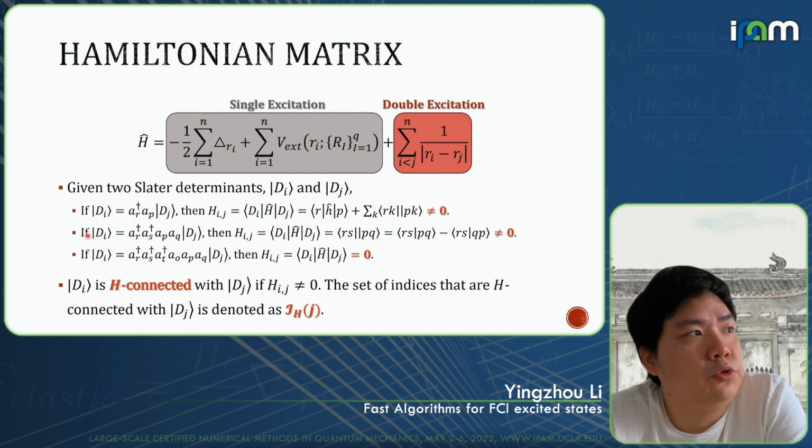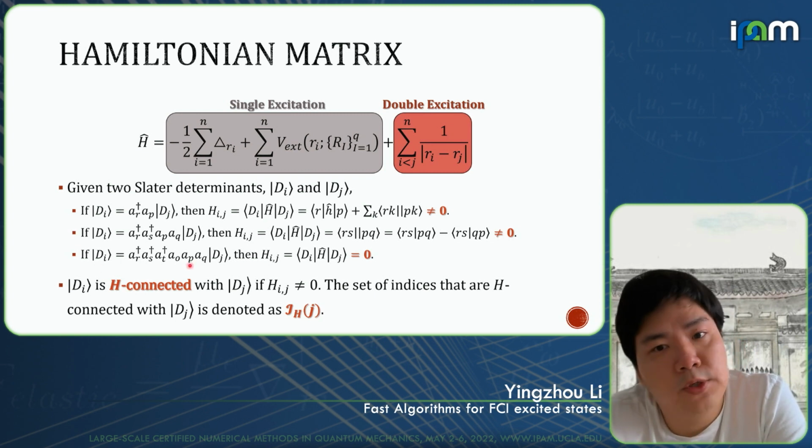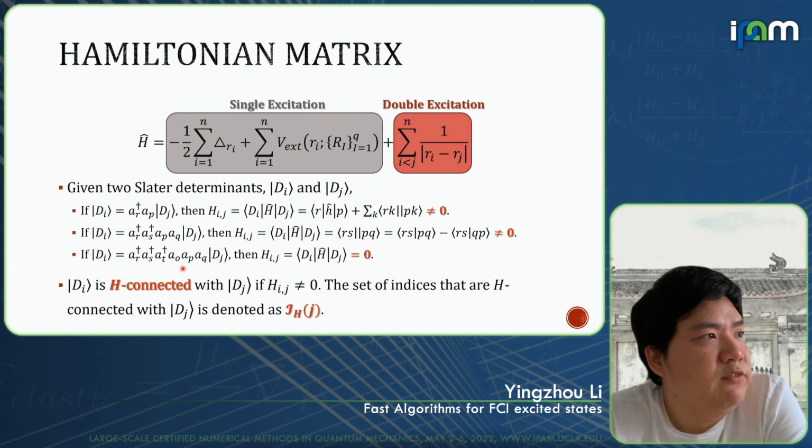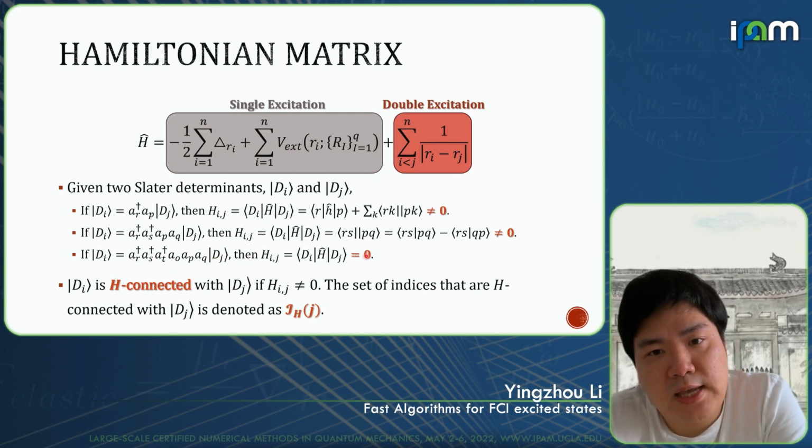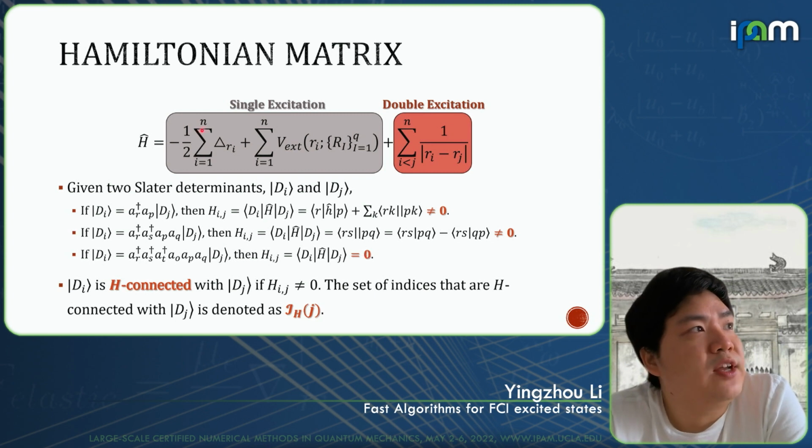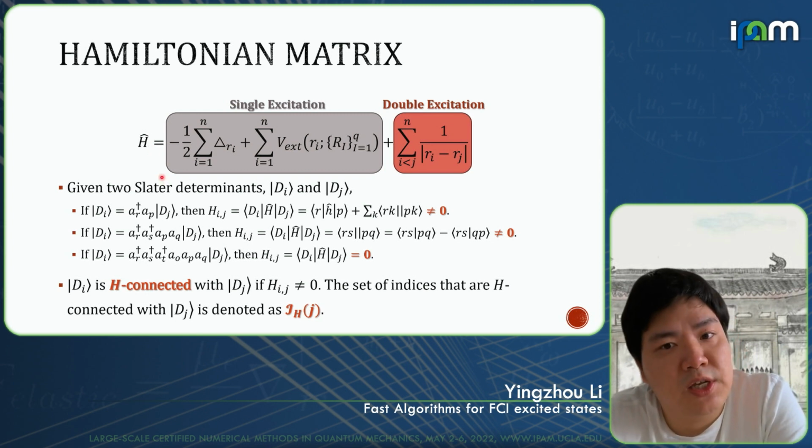If they differ by exactly 2, then this is also non-zero. However, if they differ by more than 2 orbitals, for example, we remove OPQ from DJ and add RST to DJ, then the corresponding matrix entry is 0. So roughly speaking, the matrix size grows factorially, but the number of non-zeros per column is on the order of m squared times n squared.